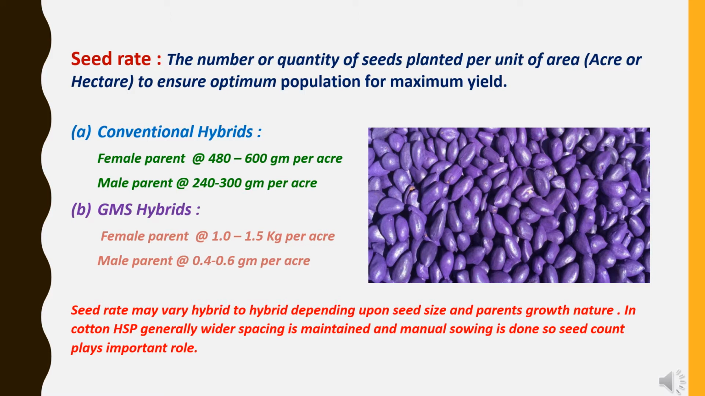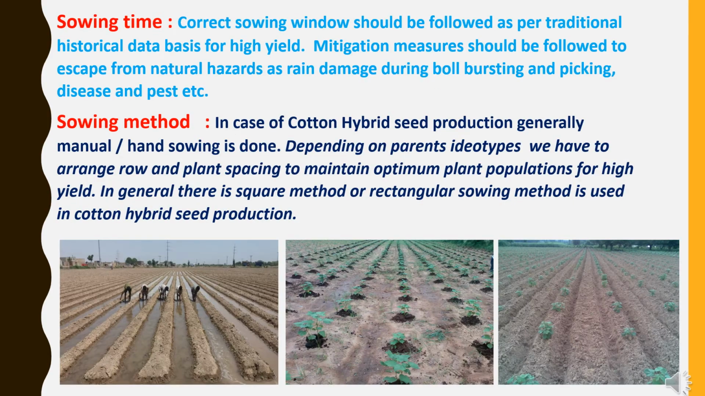Seed rate may vary from hybrid to hybrid depending upon seed size and parent growth nature. In cotton hybrid seed production, generally wider spacing is maintained and manual sowing is done, so seed count plays an important role. Sowing time: the correct sowing window should be followed as per traditional historical data for high yield. Mitigation measures should be followed to escape natural hazards such as rain damage during boll bursting and picking, and disease and pest attacks. So a suitable window period should be preferred.